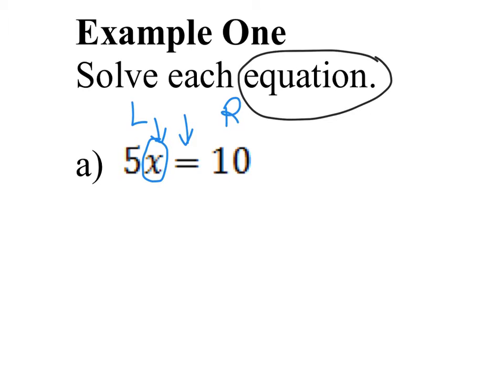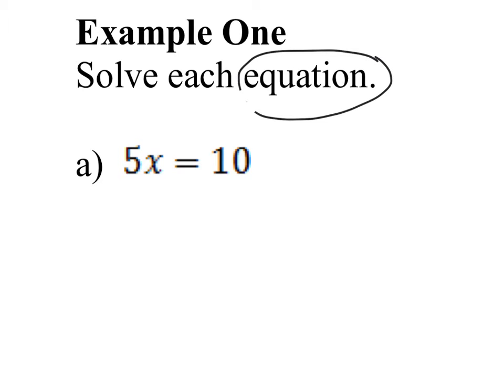So what we're going to be looking at is our expression, and we're going to think to ourselves, what's happening on the left and on the right side? Can I collect any like terms? Is this a one-step or two-step equation that I'm solving for? And what operations can I undo?